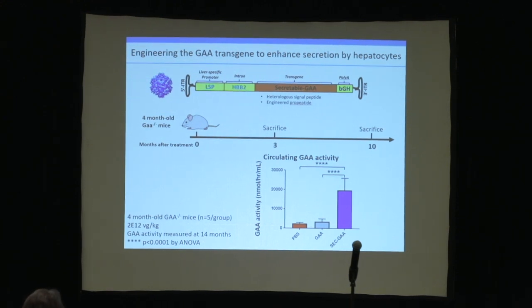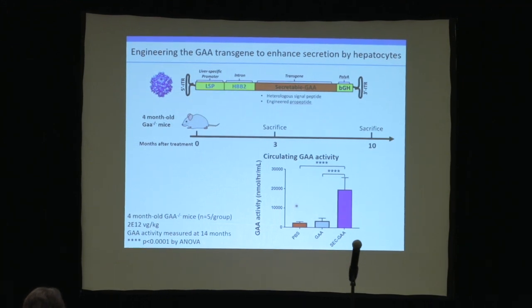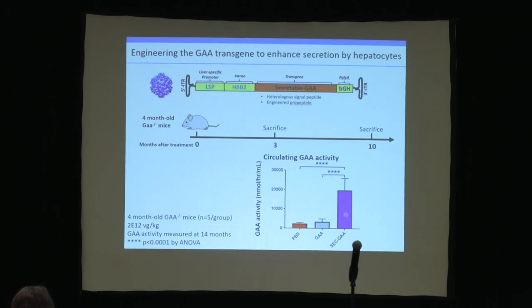You can't see the pointer, sorry. Yeah, here it is. So this is circulating GAA activity in GAA mice, and you can see that we have an improvement here in blue with the secreted GAA.